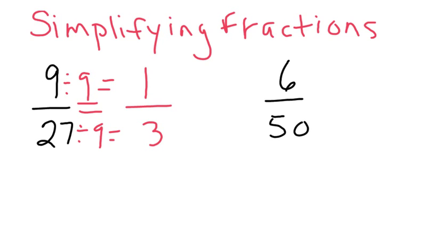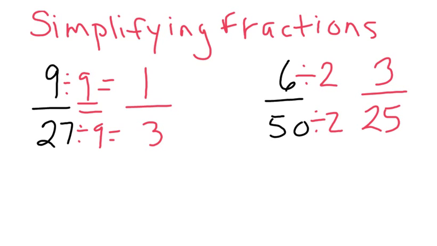Most of us are pretty good at reducing. Sometimes you don't know the biggest number that will go into something, but you might know one number that will go into something. That's okay. Like on this one, 6/50, I know 2 goes into both, so I'm going to try 2. 6 divided by 2 is 3. 50 divided by 2 is 25. Now I have to ask myself, will anything else go into both of them? No, because 3 won't go into 25, so that's all the way reduced.